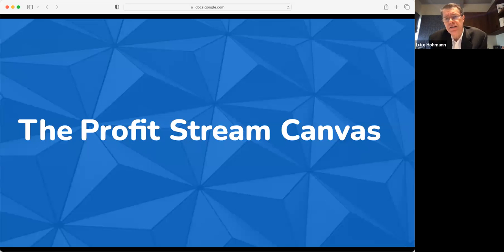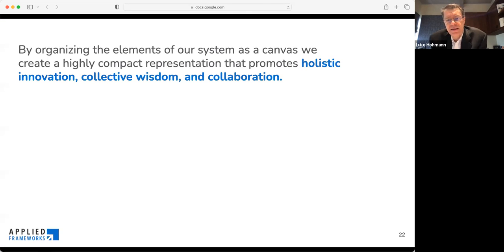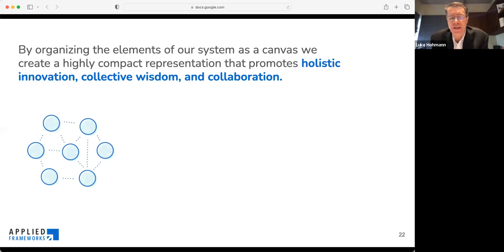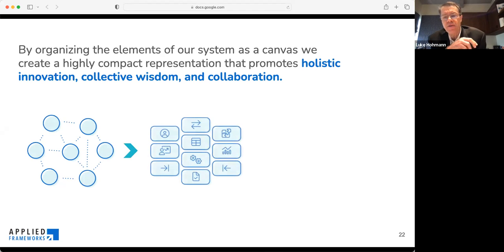To help organizations and business leaders make these decisions, we have developed and will soon be releasing the Profit Stream Canvas. The goal of the Canvas is to promote holistic innovation, collective wisdom, and collaboration within enterprises that are creating software-enabled solutions. So you can think about the nodes of what we've been talking about as separate items, meaning my license agreement or my technical architecture or my pricing model or the needs of my customer. They're all nodes in a system. By looking at how those nodes are organized, we can start to see those relationships.